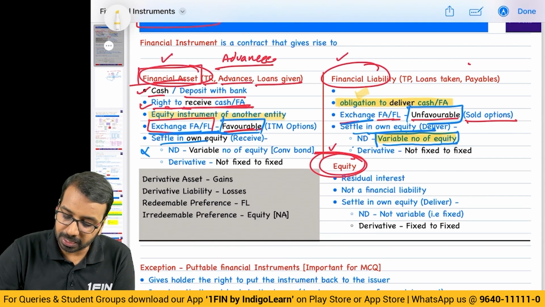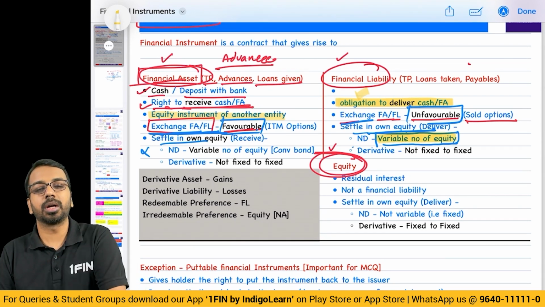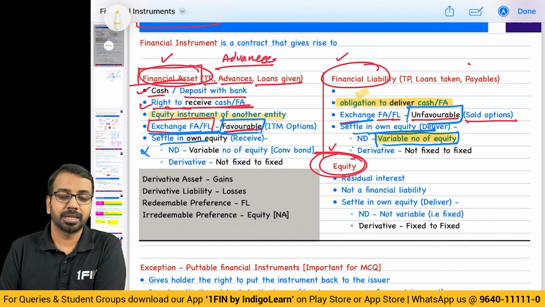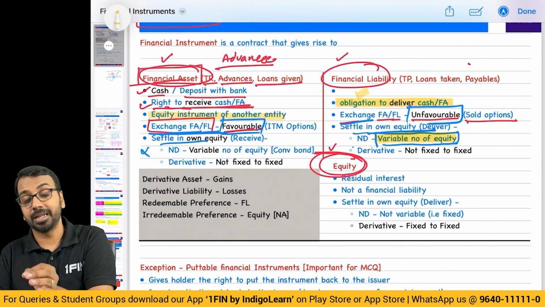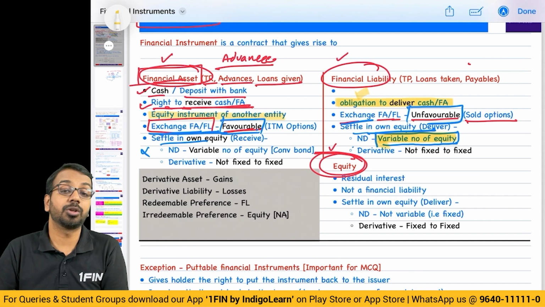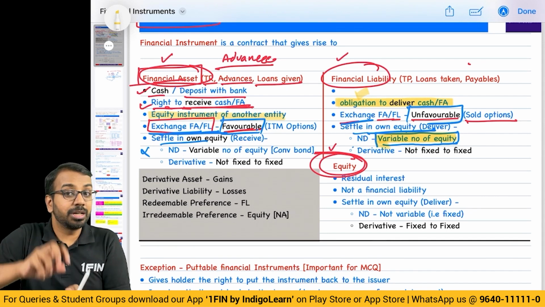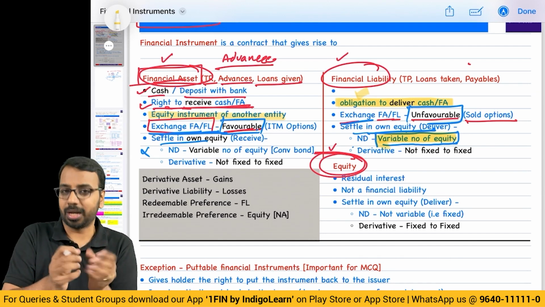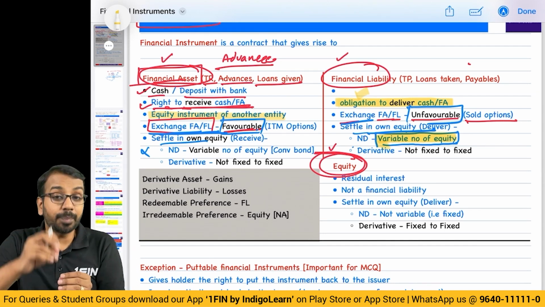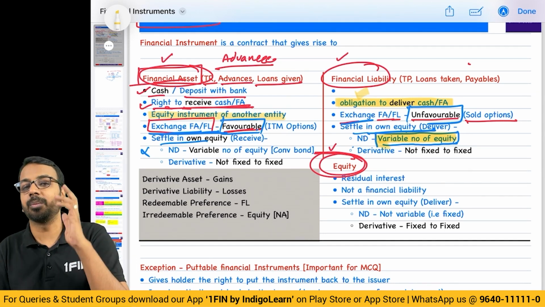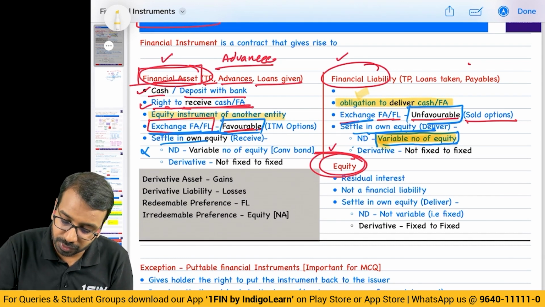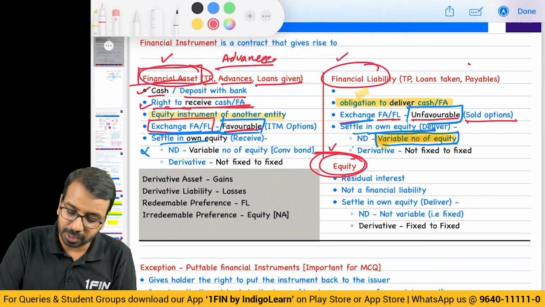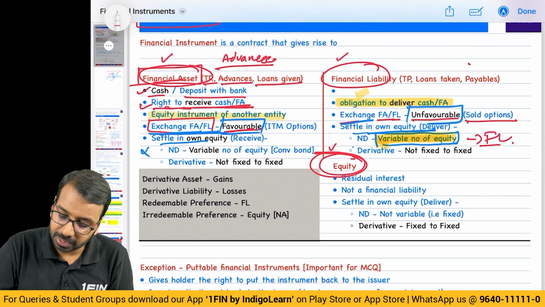If a variable number of equity shares are to be issued, I have entered into a contract and I have agreed that I will issue so many shares based on the price on a future date. In that case, the number of shares is not decided. I am not saying that I will give you 10,000 shares. I am saying that I will give you so many shares such that the value is 1 lakh. The value is 1 lakh, or depending on the price, I will give you some number of shares. If the number of shares is variable and I have agreed to give it to you, then this becomes a financial liability.